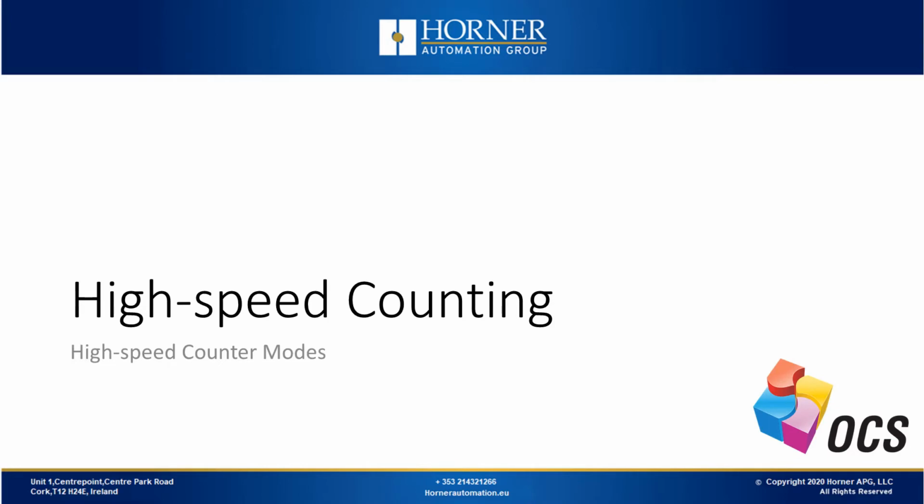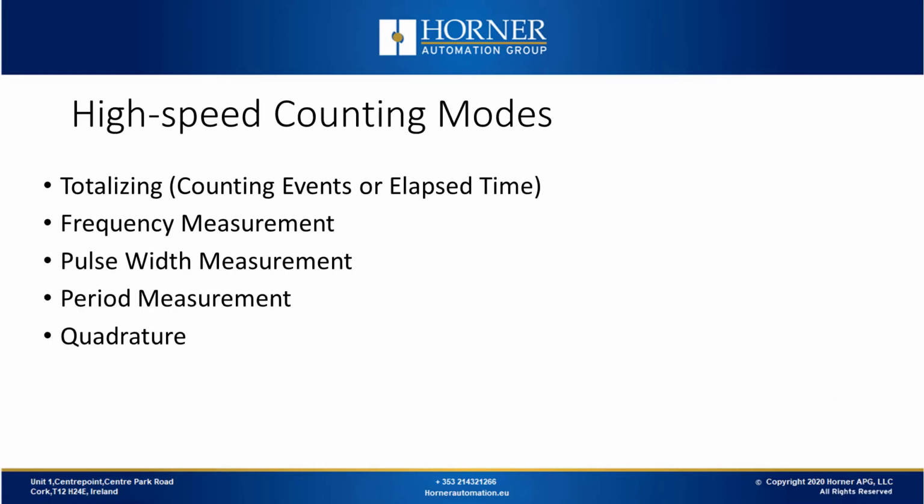Okay, now let's talk about all the different high-speed counter modes that we support in our Horner OCS product lines. I will quickly summarize the different modes we have now. We have a series of totalizing modes which we'll go through individually. We have frequency measurements, where we measure the frequency for a particular pulse train. We have pulse width measurement, where we measure the width of the on or the off pulse. We have period measurement, where we measure the entire on plus off cycle to report the period.